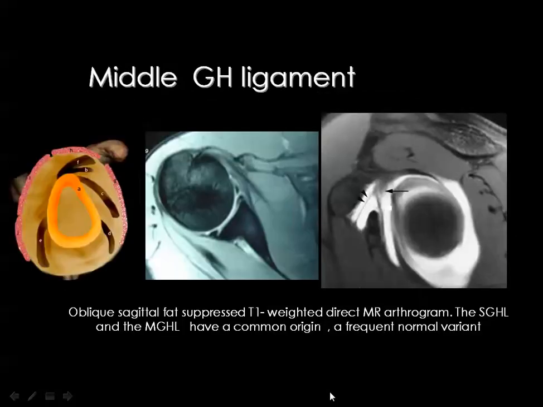Then if you want to see the full course of the middle glenohumeral ligament, you should inject contrast and have sagittal images. And this is a sagittal MR arthrography of the shoulder, showing the three ligaments. This is the inferior glenohumeral ligament, and this is the middle glenohumeral ligament, which is present between the subscapularis and the anterior labrum. And here you can see this fine structure, which is the superior glenohumeral ligament.